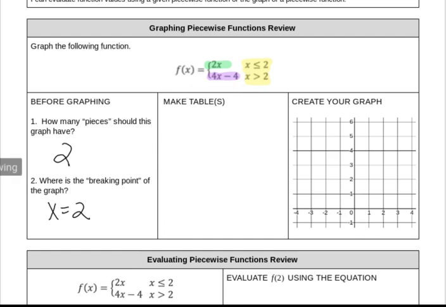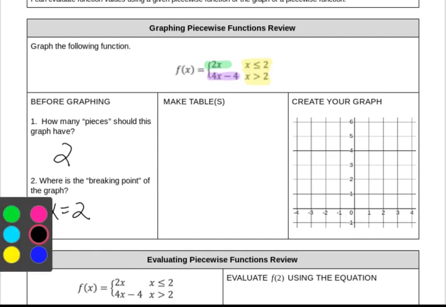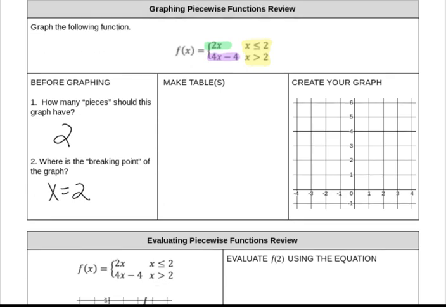So one strategy for creating your graph is to make a table. This is not the only strategy that you can use, so please don't think that I'm telling you you have to make a table. It's just that I think people kind of forget that we can do that. So we're going to make a table for the first piece of the graph, which is 2x. So we're going to do x, and f of x equals 2x.